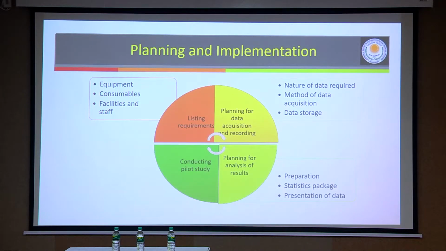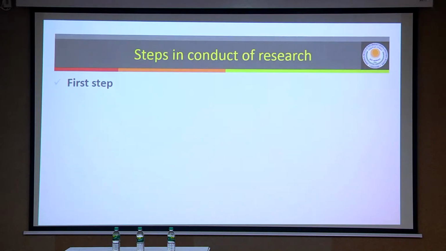The fourth step, as I said, is an optional step, conducting a pilot study, but you should be aware how to do it. It is needed to confirm your equipment as well as to clarify your timing and logistics. Now let's move on to the steps in conduct of research. What is the first step after getting approval from ethics and scientific committee? Can anyone suggest what will be the first step? Enrollment?